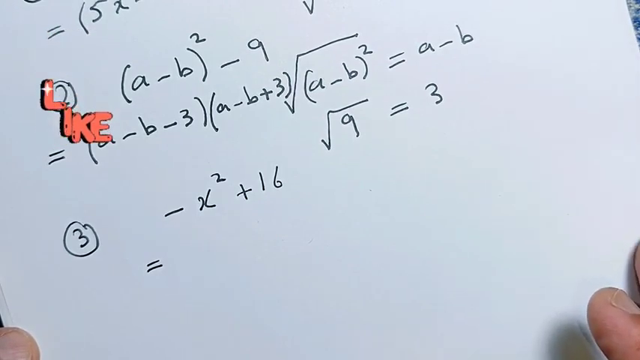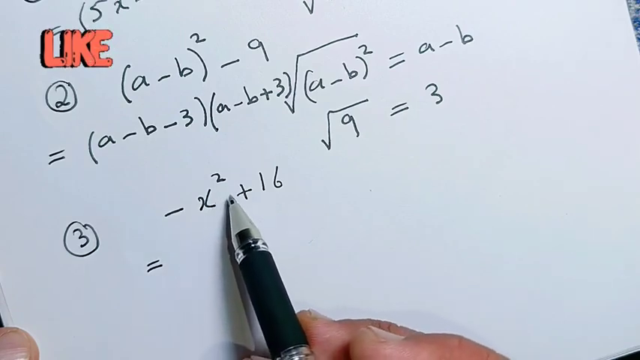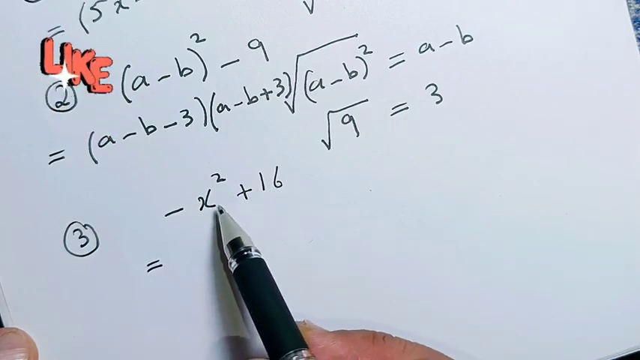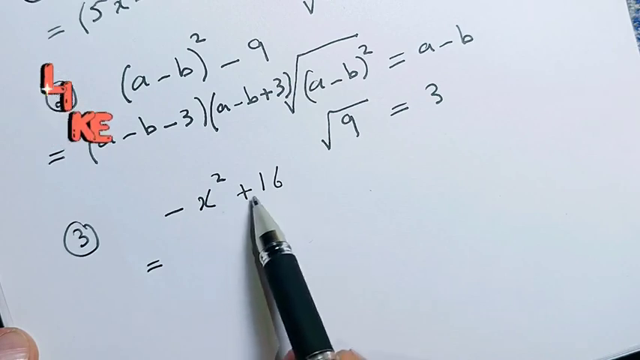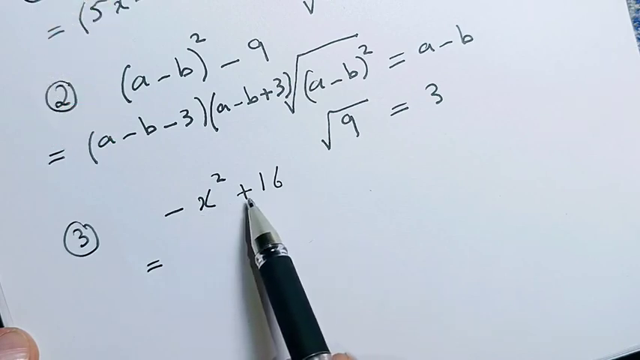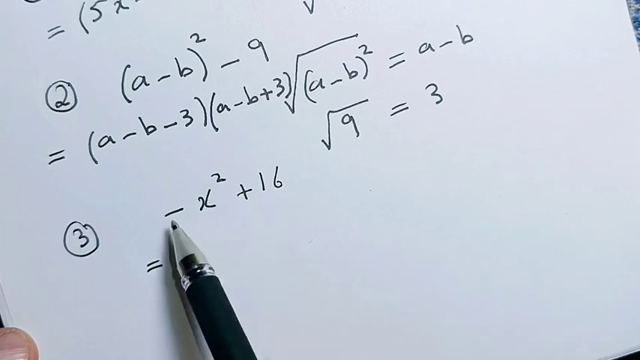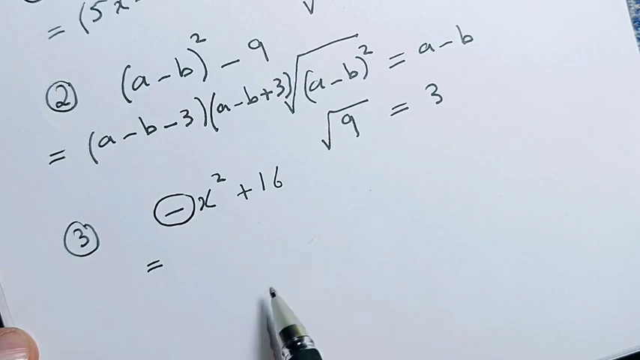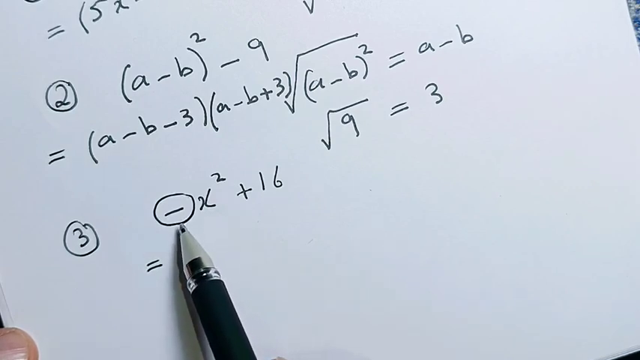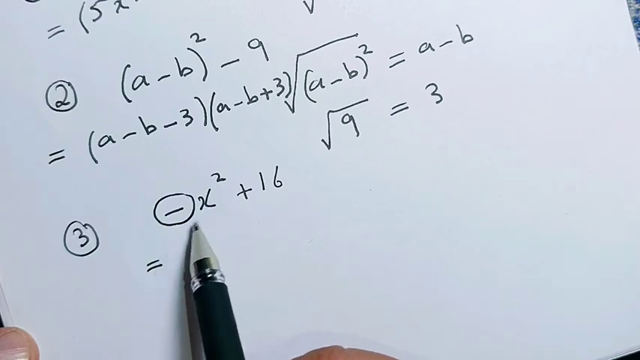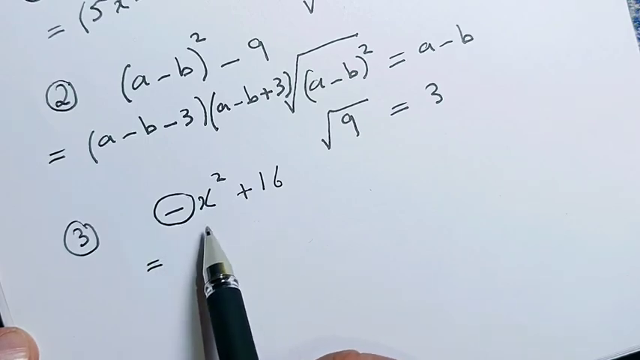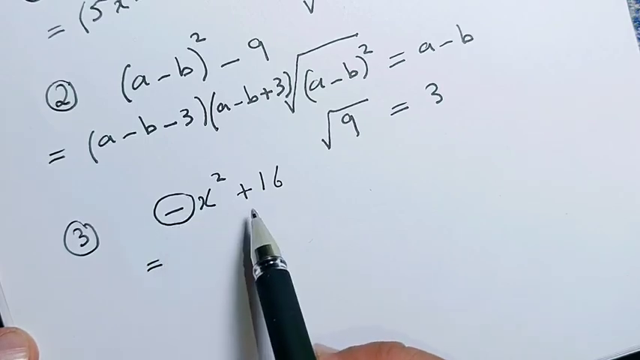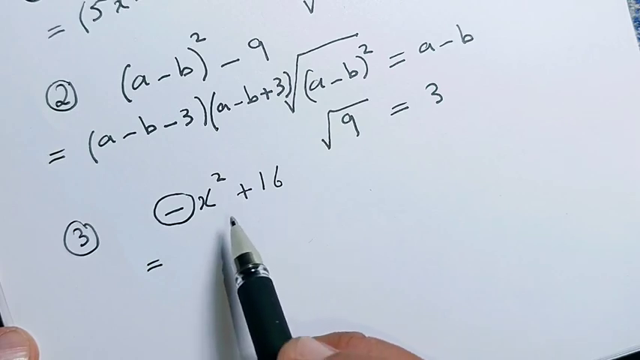Now, my third question says negative x squared plus 16. I can see both terms are perfect squares, and there are two terms, so I'm going to apply the difference of squares. But whenever you see the negative sign outside, this is a rule, you must divide by negative 1 this whole expression. This negative sign must go inside the expression.